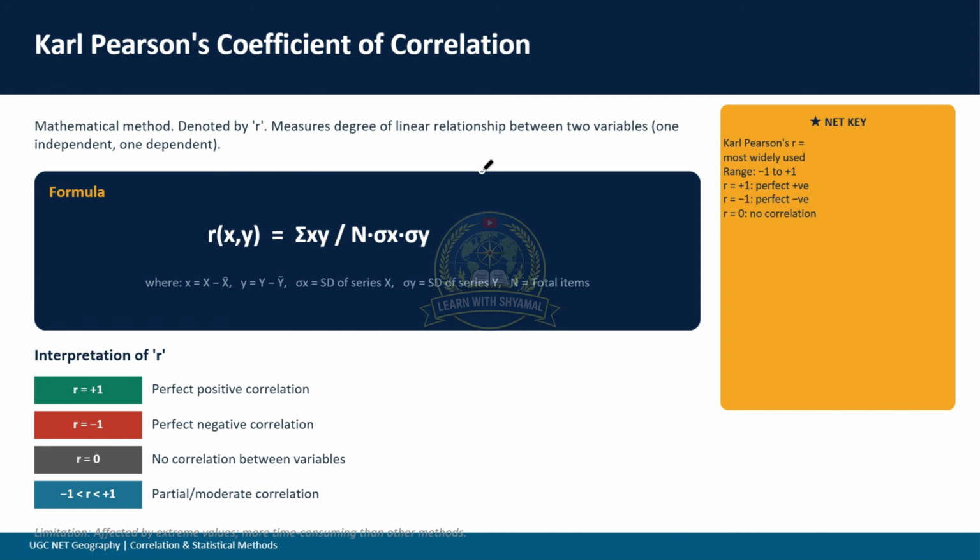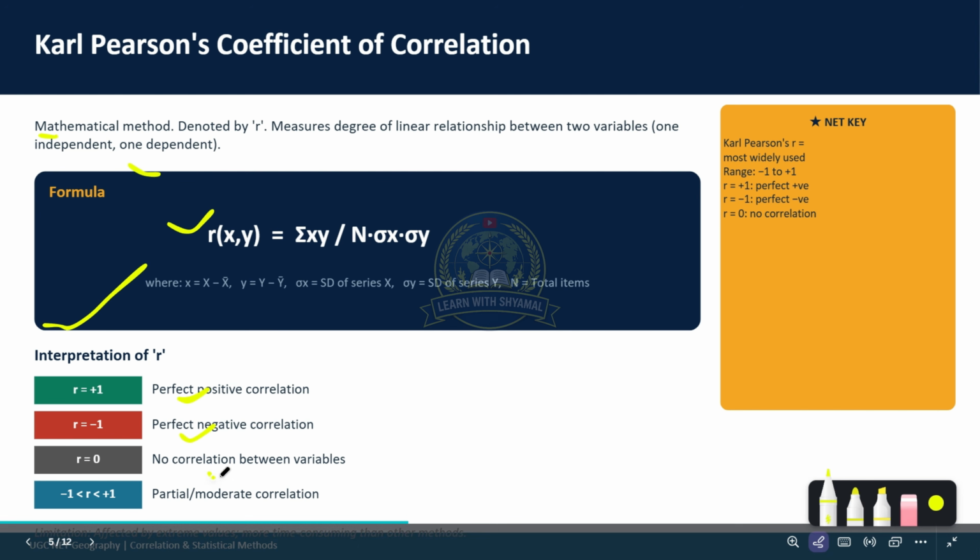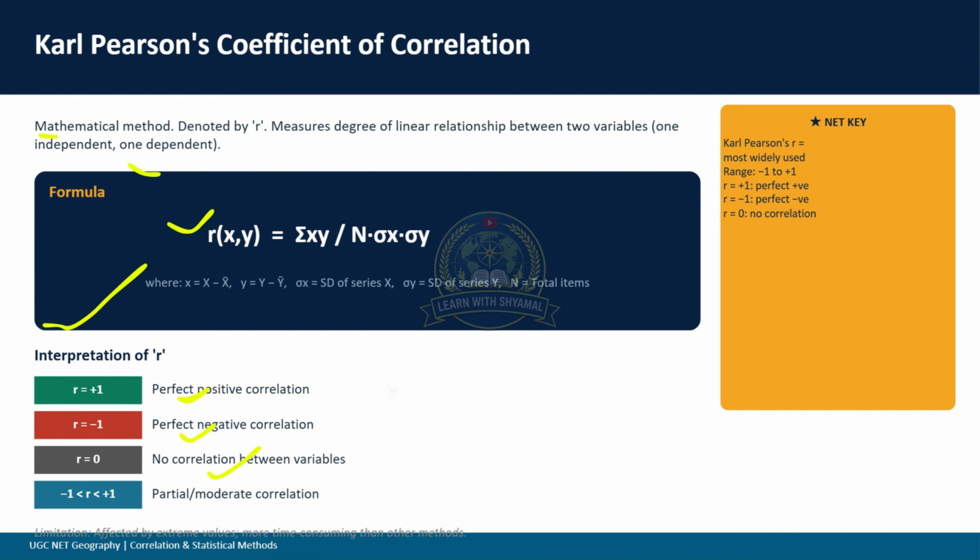Pearson coefficient of correlation, a mathematical method denoted by r, measures degree of linear relationship between two variables, one independent, one dependent. This is the formula. Interpretation of r: r = +1 means perfect positive correlation, r = -1 perfect negative correlation, r = 0 no correlation between variables. -1 < r < +1, partial and moderate correlation. Pearson's is most widely used, range -1 to +1, +1 perfect positive, -1 perfect negative, and 0 no correlation.